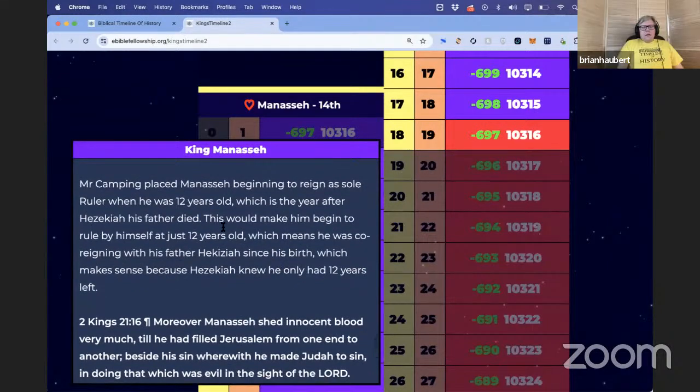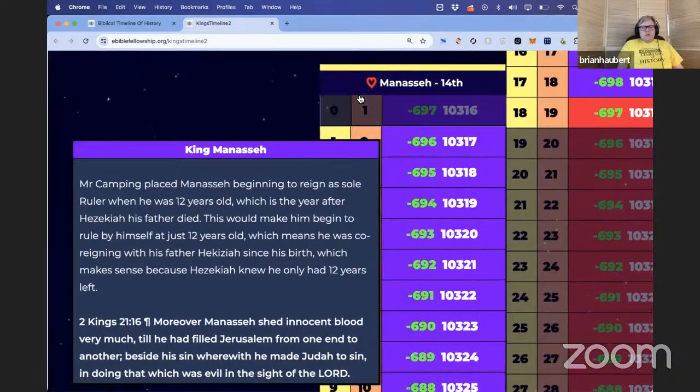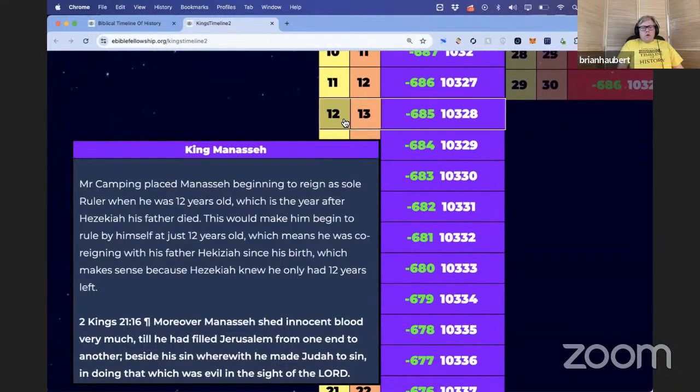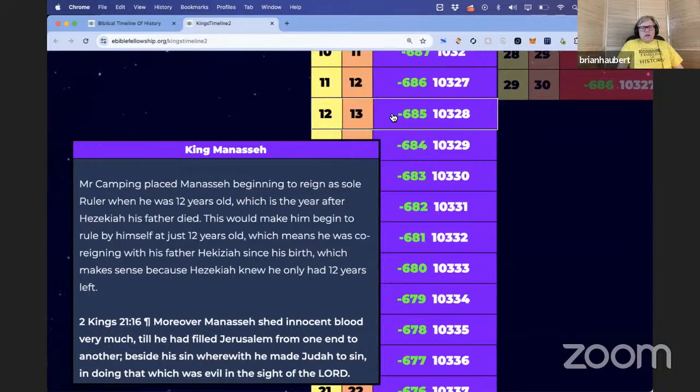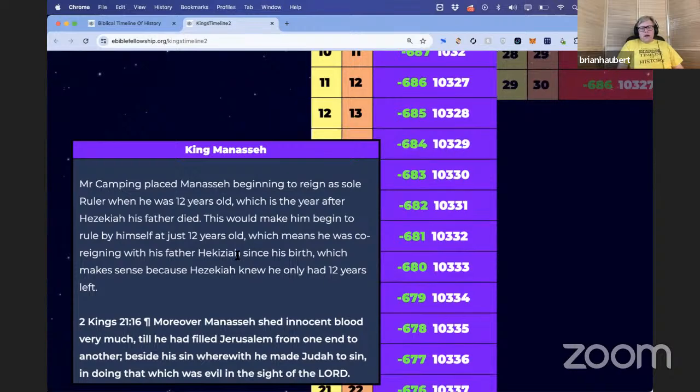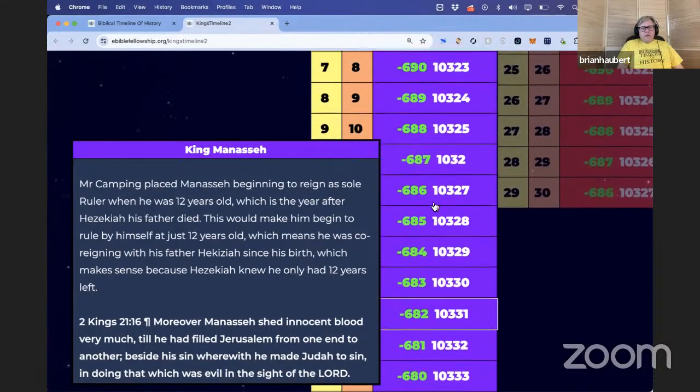So Mr. Camping placed Manasseh beginning to reign as sole ruler when he was 12 years old, which is the year after Hezekiah, his father, died. This would make him begin to rule by himself at just 12 years old, which means he was co-reigning with his father Hezekiah since birth, which makes sense because Hezekiah knew he had only 12 years left.